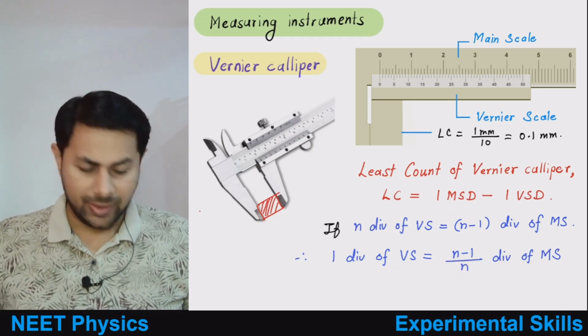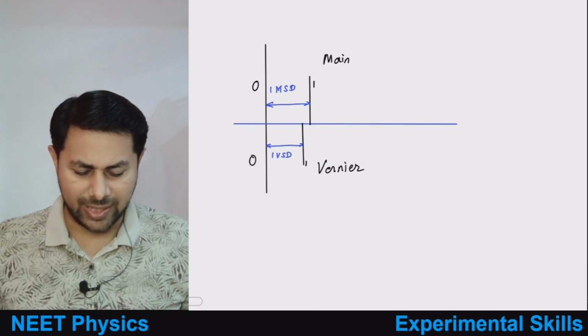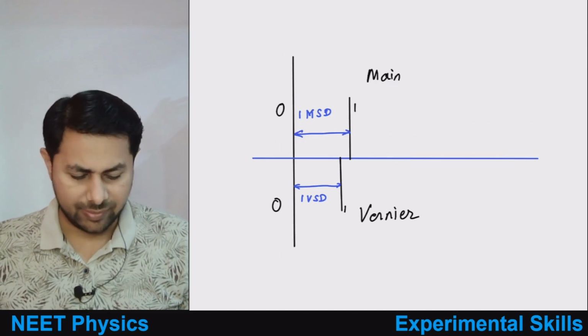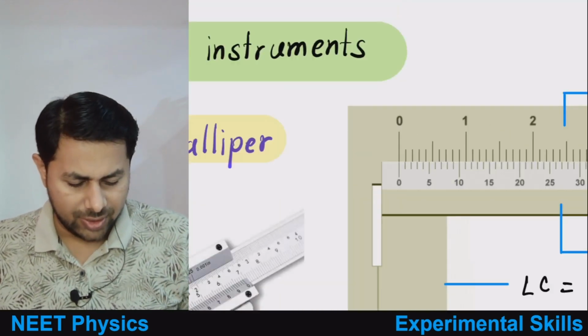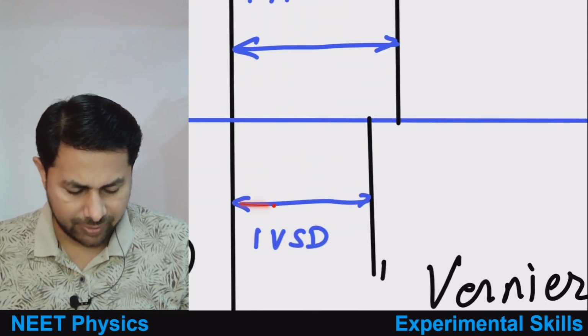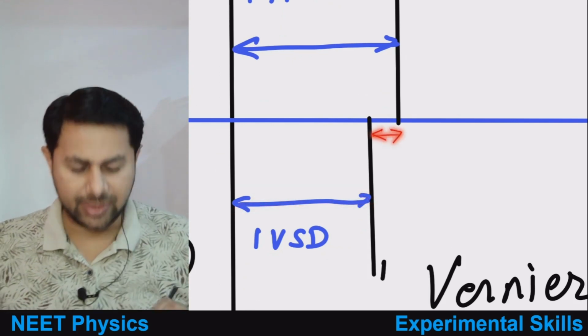Then why is the least count one main scale division minus one Vernier scale division? We can understand it this way. This is one main scale division, and this one is one Vernier scale division. What minimum distance can we measure here? It's this much. Using these two scales we can measure a minimum distance equal to this much.